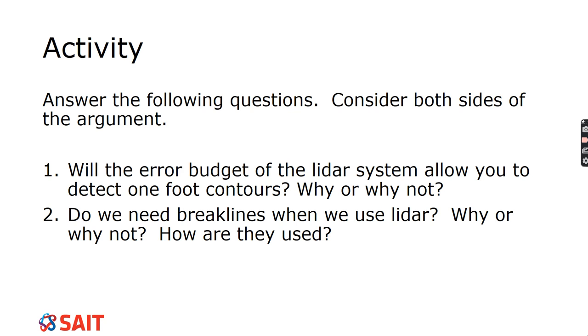So I want you to think about this. I want you to think on both sides of the argument. Will the error budget of Lidar systems allow you to detect 1 foot contours? Why or why not? And why both, if there is both? Then do we need break lines when we use Lidar? Why or why not? And then how are they used? If we don't use break lines, then obviously we don't need them, and why not? But if we do use break lines, how do we use them in Lidar? I've already talked a lot about that in previous sections, but there is some material out there that talks about break lines with Lidar. Some argue for break lines, some argue against.